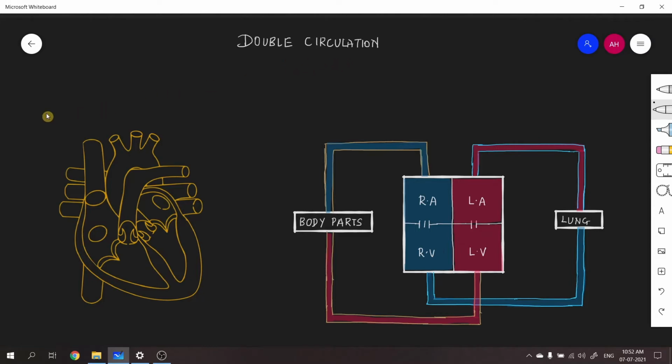All right. Now the two rounds it completes are the systemic circulation and the pulmonary circulation. Okay, these are the two rounds the blood completes through the heart. So let us understand what these are. So here I have shown the structure of a heart, and alongside I have also shown a simple schematic representation of double circulation through the heart.